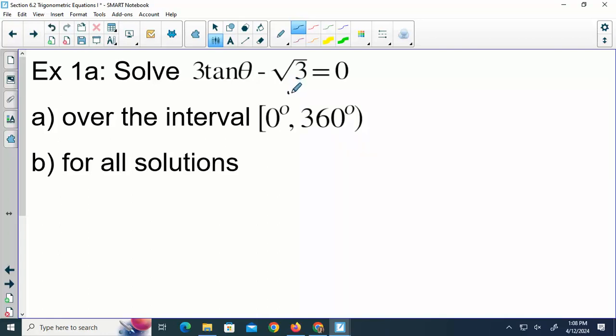Go back to your algebra. If you're trying to solve for your angle, you have to get it by itself. So what would I do first? Add the square root. Yeah. Okay, and then what would we do? Divide by 3.